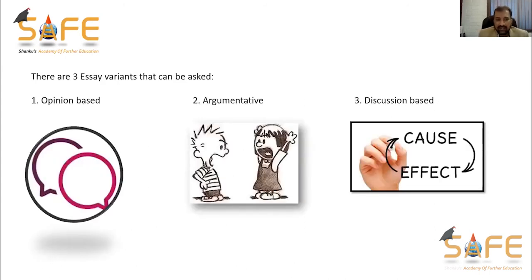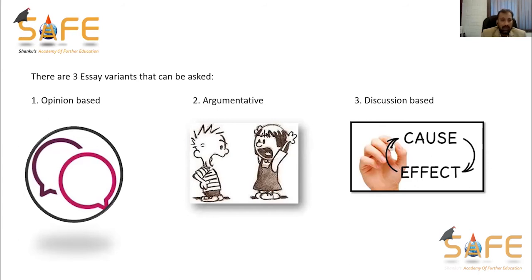There are 3 variants that can be asked. Now this is very important, all right? You also need to understand what sort of essays are being asked in the general context. So the first ones are the opinion-based essays. Opinion-based essays basically are the agree or disagree essays. These essays are asking for your opinion whether you agree on a particular topic or disagree. You can partially agree and disagree.